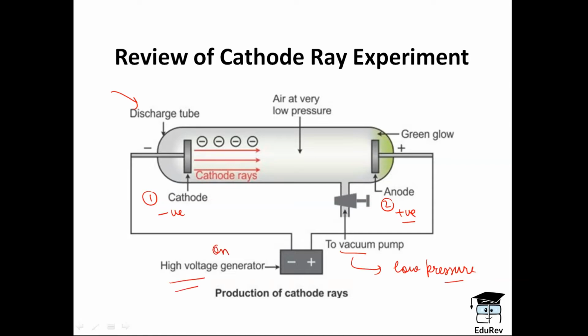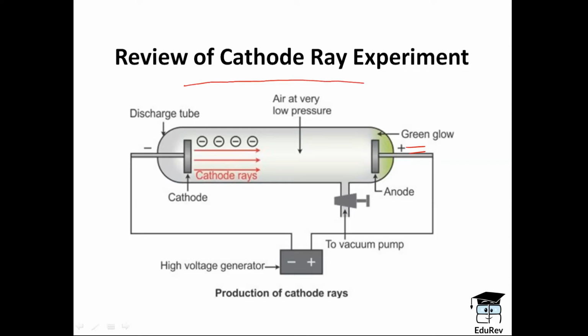As soon as it was switched on, J.J. Thomson was baffled to see a green glow at the anode end. There was no such glow at the cathode end, but there was a green glow at the anode end. By seeing this green glow at the anode end, he concluded that there is something which is traveling from the cathode and is attracted towards the anode.